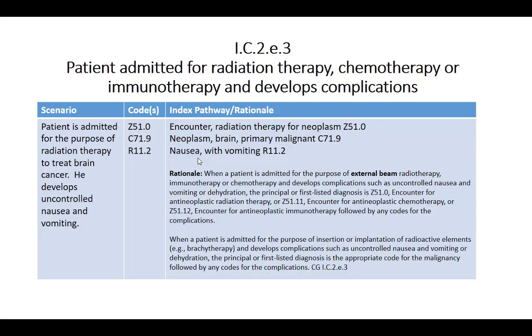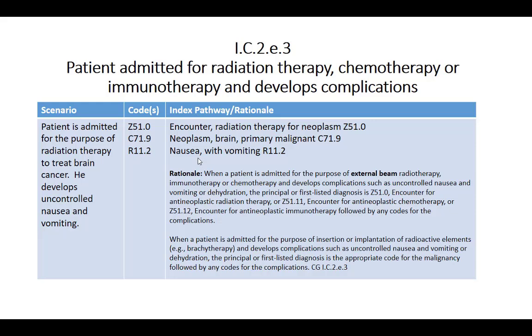Following our rationale, this is an external beam radiation, so the principal diagnosis would be the Z51.0 encounter for radiation therapy, and then you would also have a code for your nausea and vomiting. But because we have to say why we're treating this cancer, I would identify the cancer through the neoplasm code of C71.9. Nausea with vomiting is R11.2.